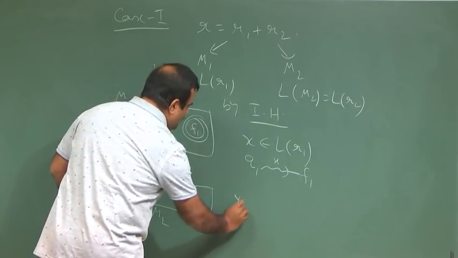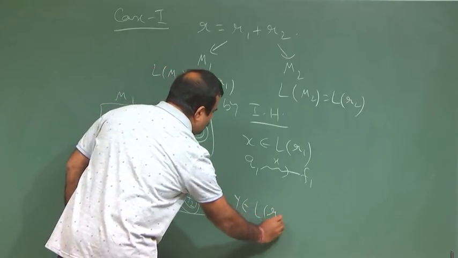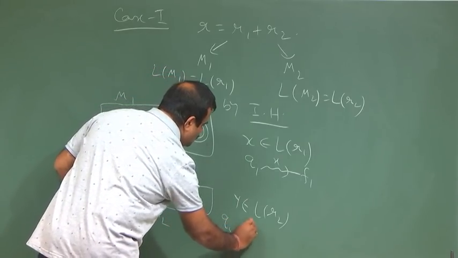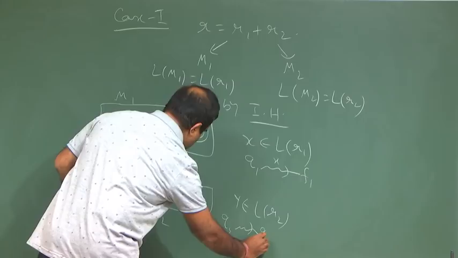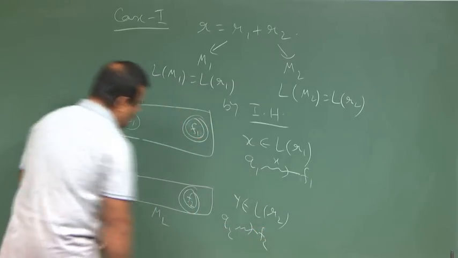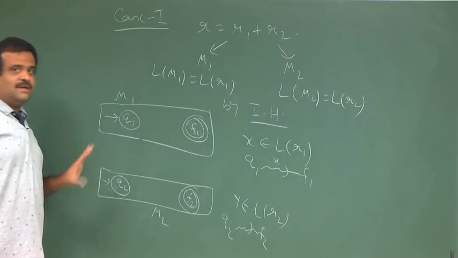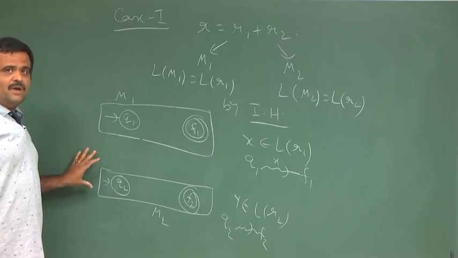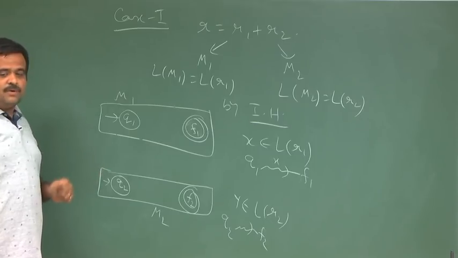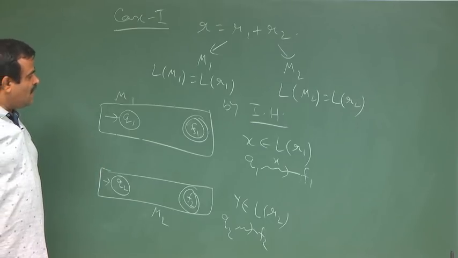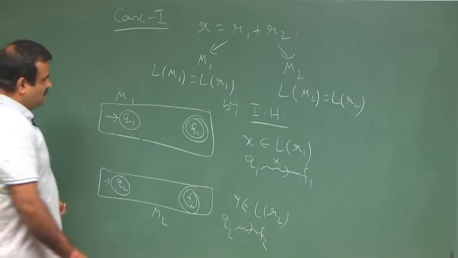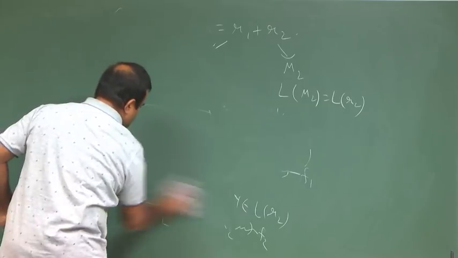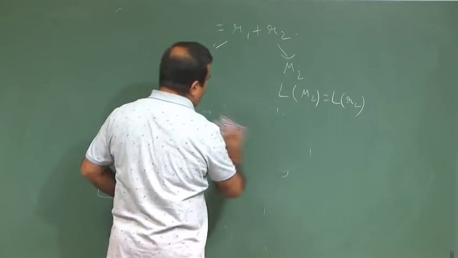So, now this is also M2. If we have a y which is in L of R2, then starting from q2 with this y we can reach f2. This is by the induction method. So, we do have an ε-NFA for R1 and an ε-NFA for R2. Now, the question is how from here we can construct an ε-NFA for R1 plus R2. That is the construction we are going to do now.